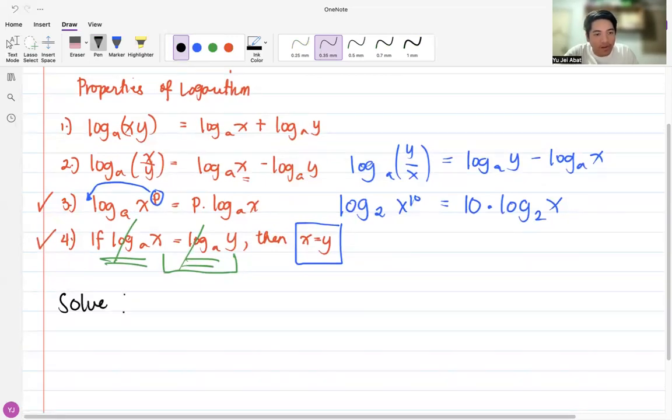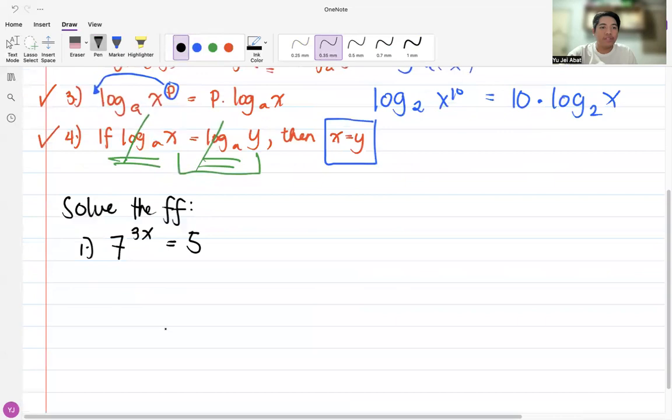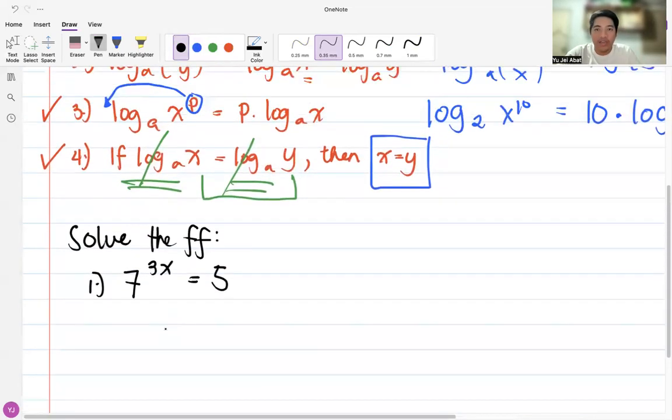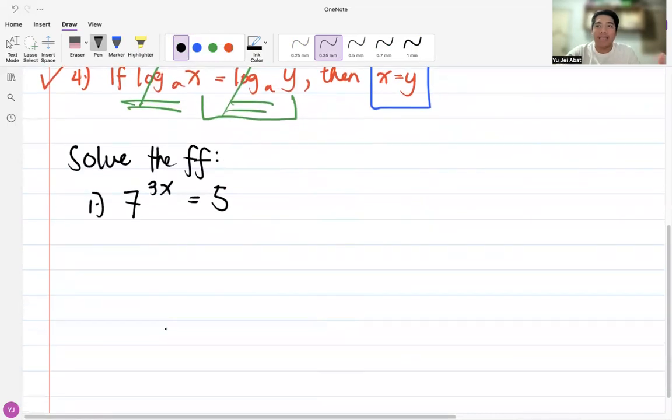So solve the following. For number 1, we have 7 raised to 3x equals 5. The very first thing we're going to do, we know that this is an exponential, but exponentials can be converted into logarithms if we cannot express both sides of the equation with the same base, which in this case we cannot, because where can we raise 7 so that it equals 5? There's nothing. So what we can do is take the logarithm of both sides.